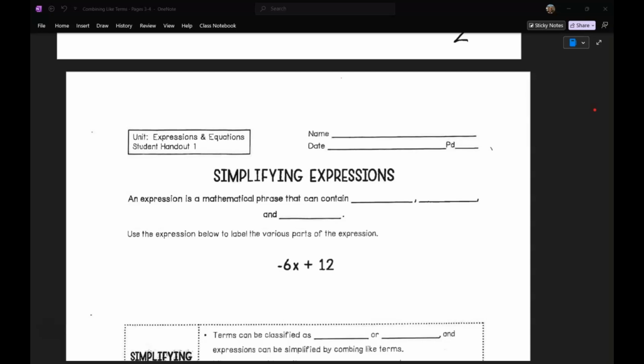We did this yesterday in Polypad with all of the shapes. Now we're going to try to do it without the shapes and just have the numbers and the variables. We're on page 3 in your binder. I gave you these new pages yesterday.